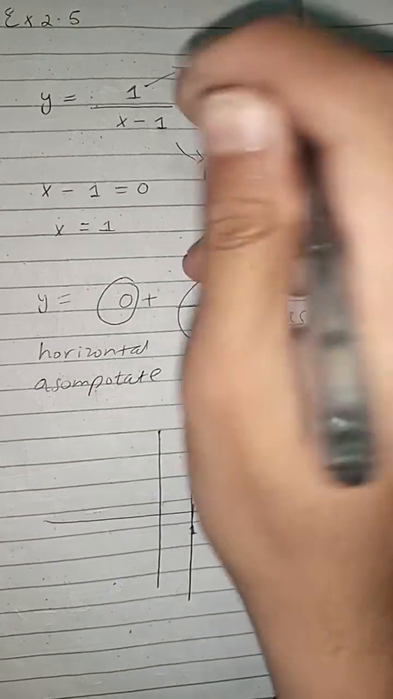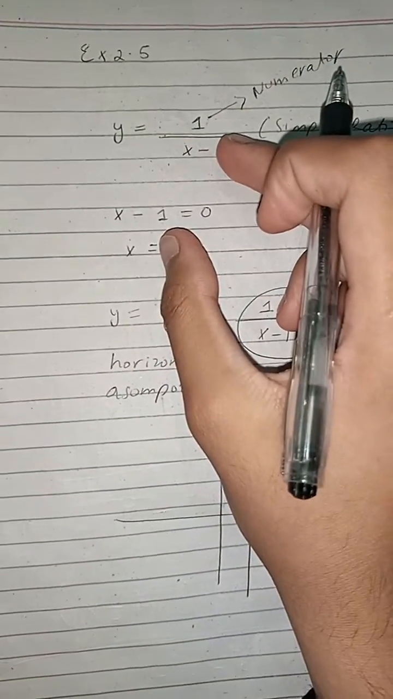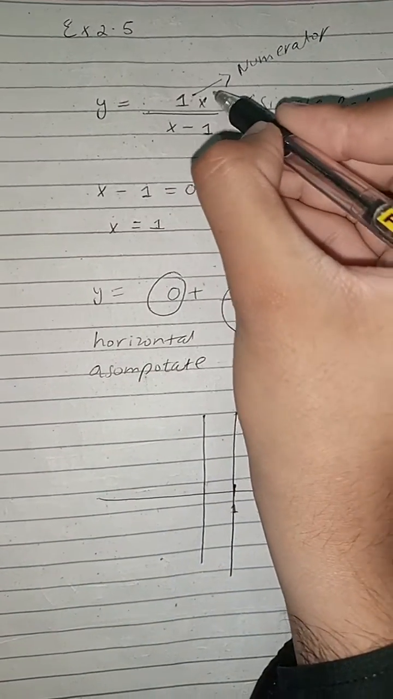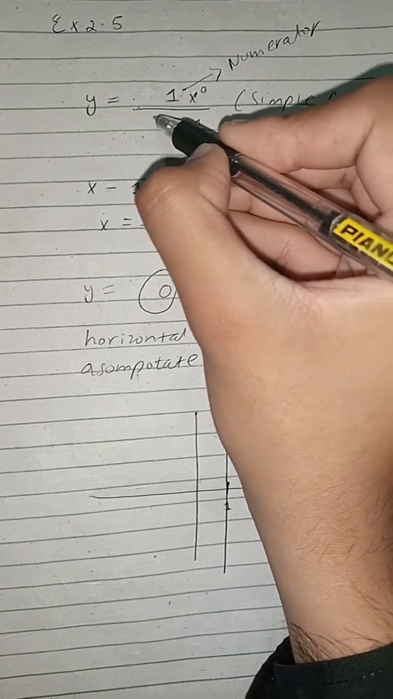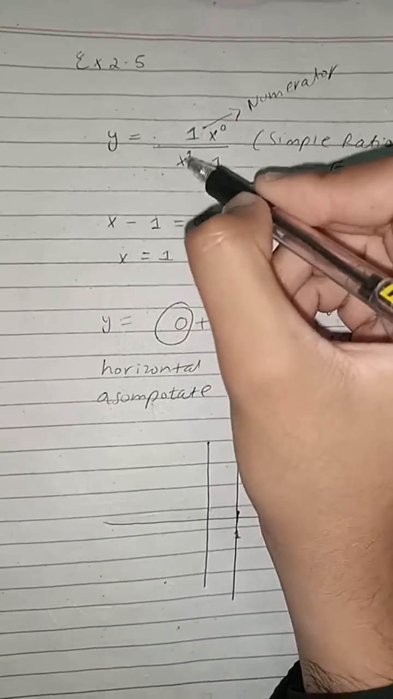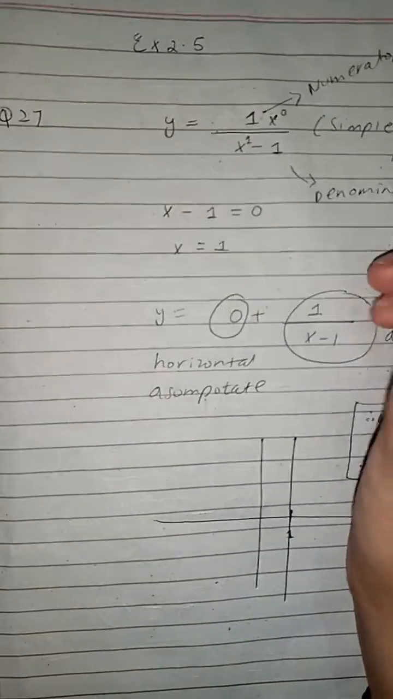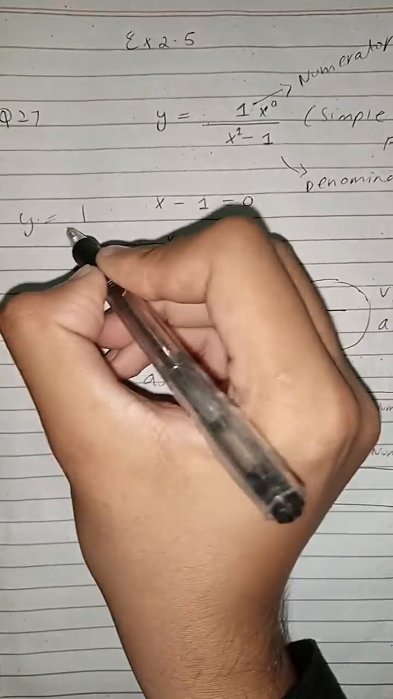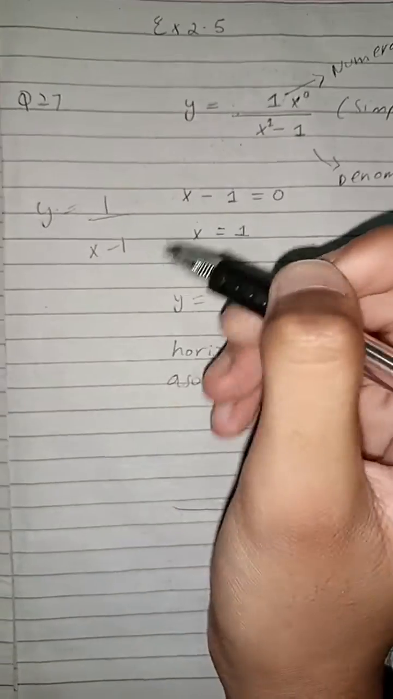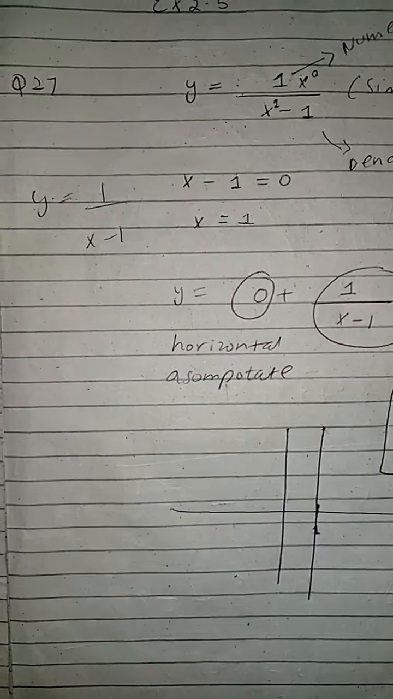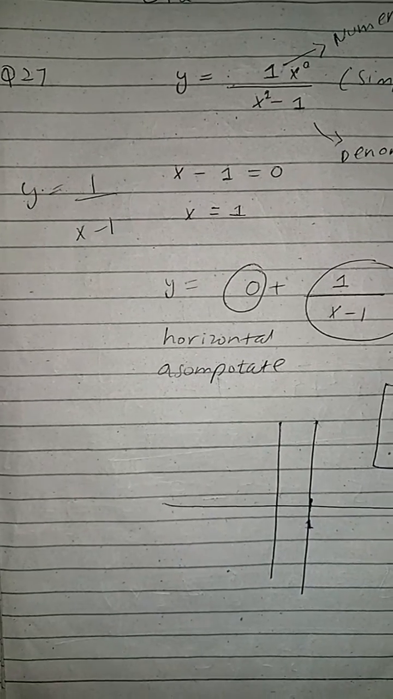If both have the same value, then there will be a problem. But if it is a simple question as it is, like y is equal to 1 by x minus 1, so it is a very simple question. The denominator value is the bigger one. So how can you calculate the vertical asymptote here?